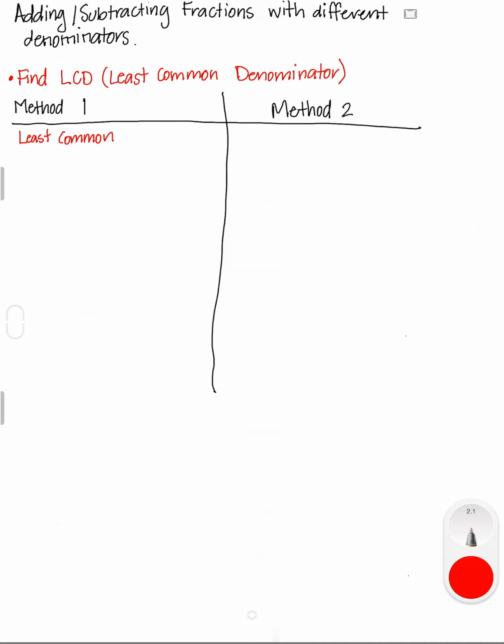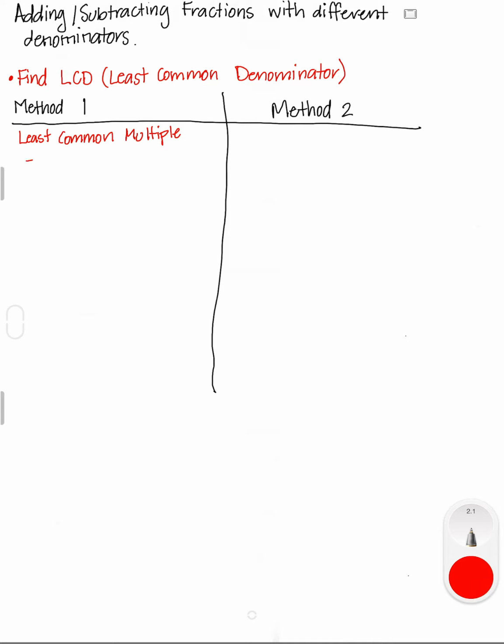And remember, a multiple is pretty much a value that is in the times table of a number. For instance, 2, 4, 6, 8, 10, 12, 14, 16, all of those are multiples of the number 2 because all of those are products or answers in the times table of 2. So one of the ways to find the least common denominator is to find the least common multiple between the two numbers.